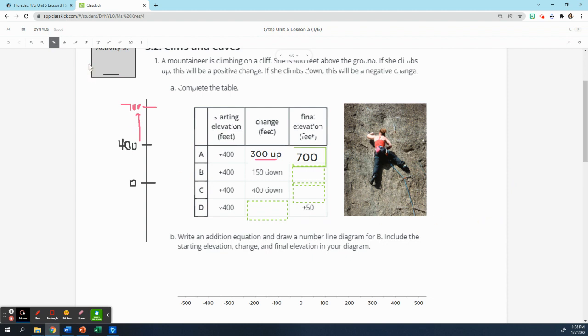Okay, I want you to pause this video and complete B, C, and D. In B, C, and D, there are different moves being made, and you need to fill in the blanks in the table. So pause this video and complete B, C, and D.